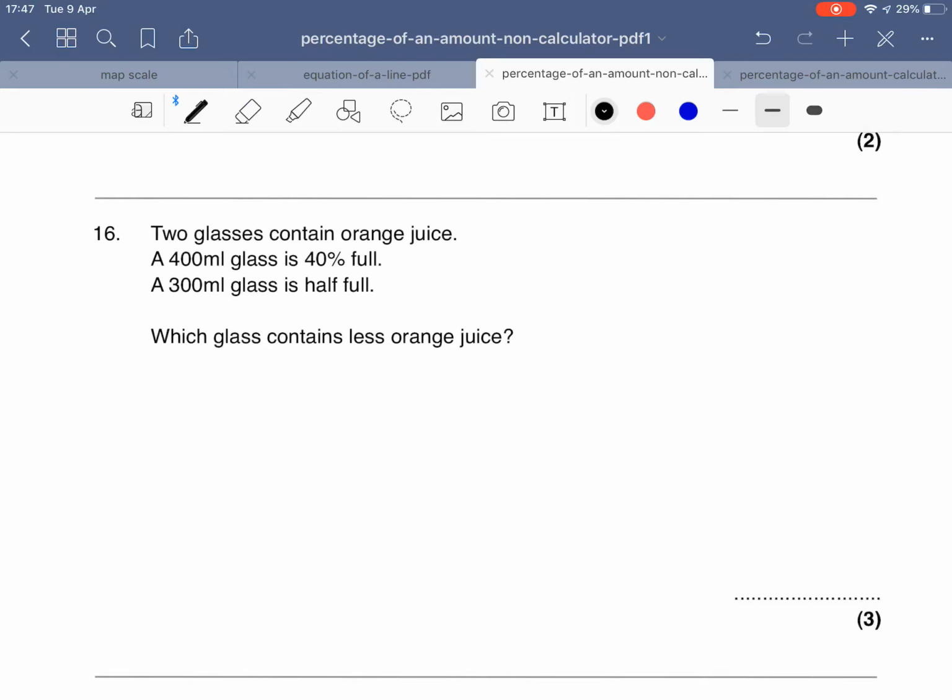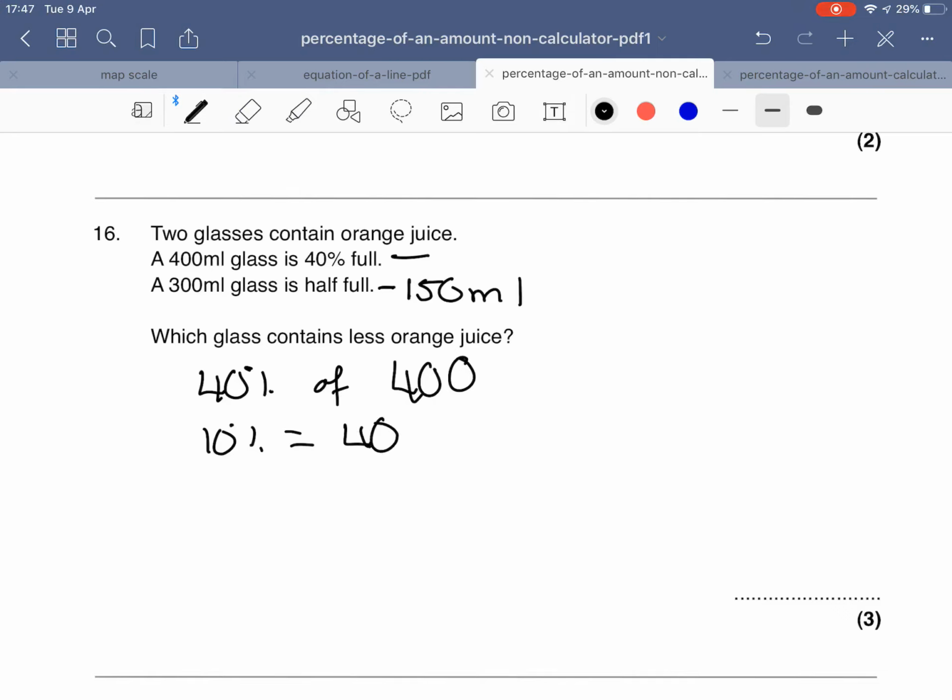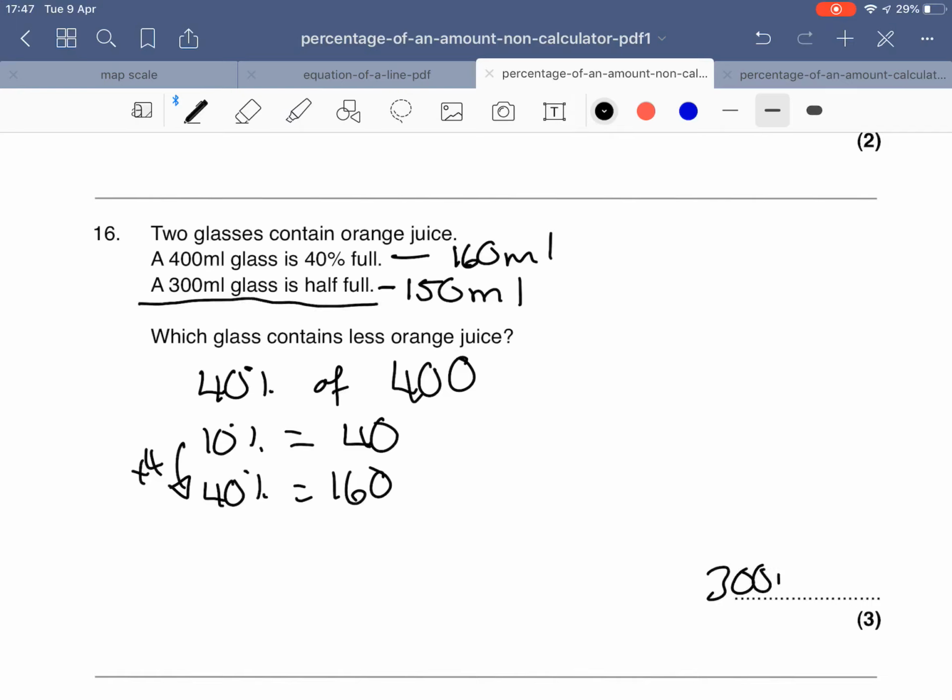Two glasses contain orange juice. A 400 milliliter glass is 40% full. 300 is half full. Which glass contains less orange juice? Well, if this one's half full, that's only got 150 milliliters. And to see this one, we're going to need 40% of the 400. So 10% divided by 10, 40. 40% times that by 4, 160. So I'm timing that by 4. So let's go 160. And the less is this one. So 300 milliliter glass has less.